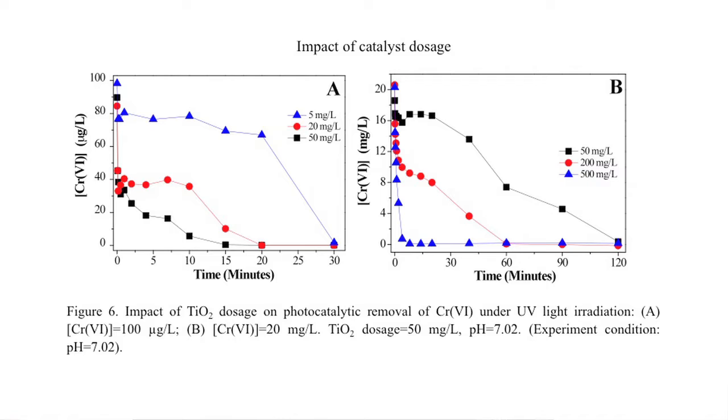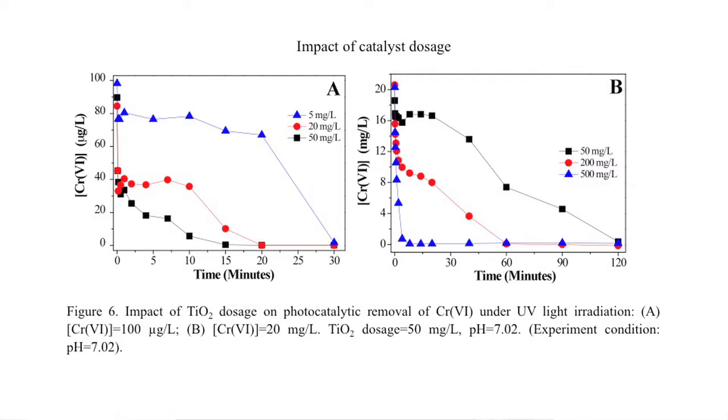For example, for 20 milligram per liter of chromium-6, at 50 milligram per liter of catalyst, we need 120 minutes to remove almost all chromium-6. However, if you increase the dosage from 50 to 500, only 10 minutes is required. We also look at the impact of solution pH on the reduction efficiency. For drinking water, the pH is around neutral, but for some wastewater, it's acidic pH. So we tested the catalyst performance in both cases.